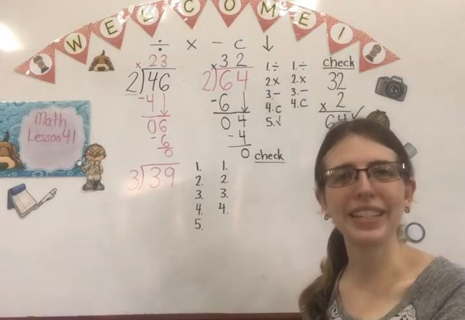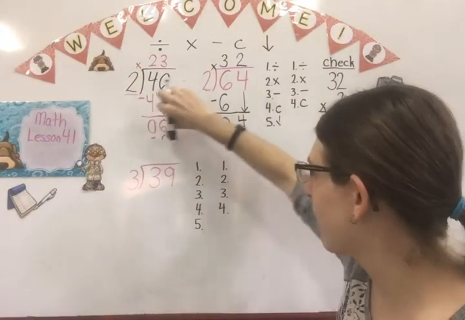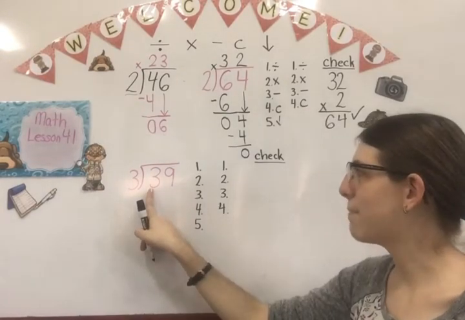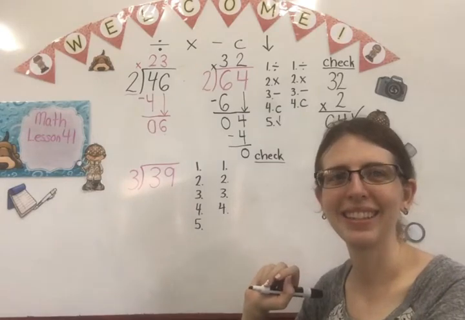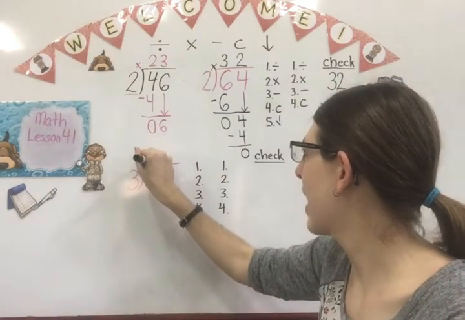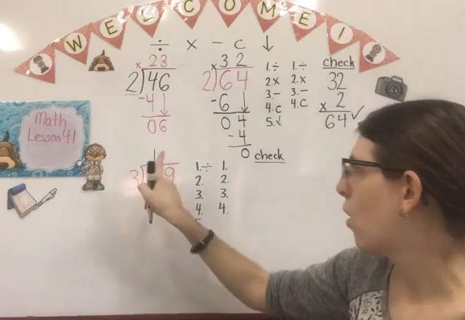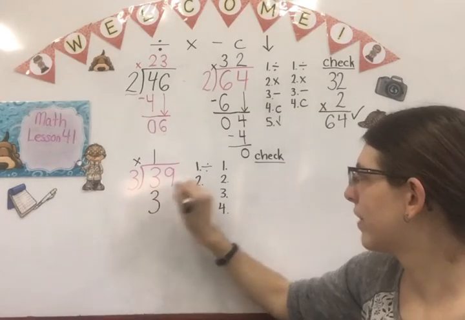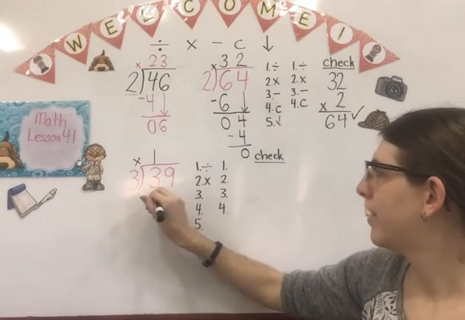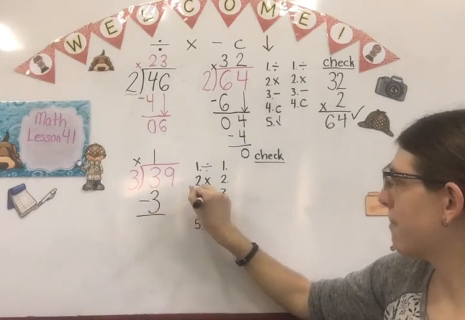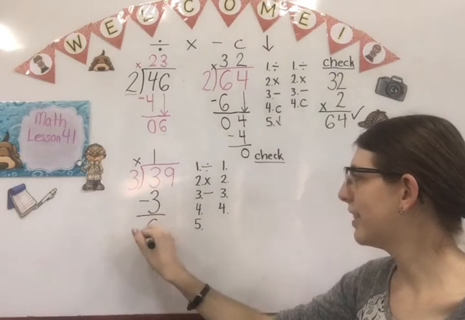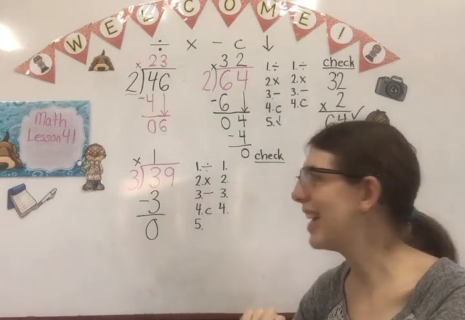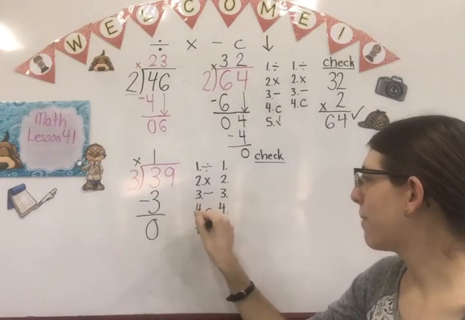Okay, let's do letter B together. I'm going to erase a little bit here so I have more room. 39 divided by 3. Start with your first number. 3 divided by 3 is 1. Anything divided by itself is 1. 1 times 3 is 3. So step 2, I multiply. Step 3, I subtract. 3 minus 3 is 0. So step number 4, I compare. Is 0 less than 3? Yes, it is. Now I can do my fifth step and bring down my 9.